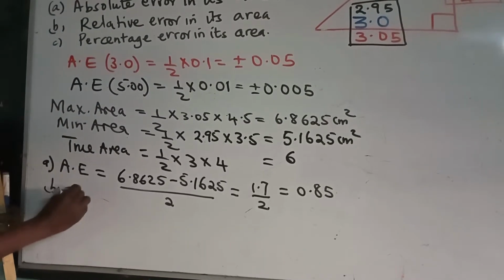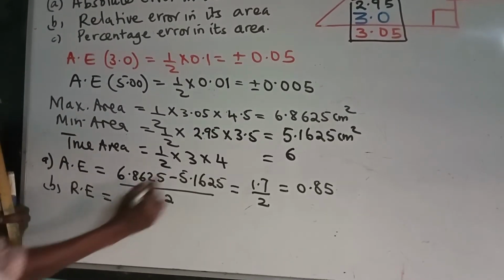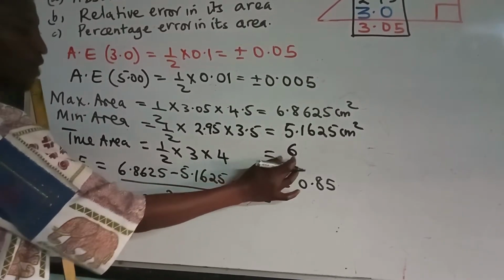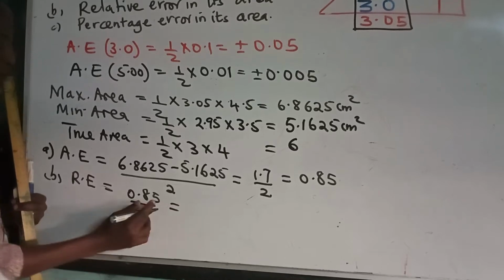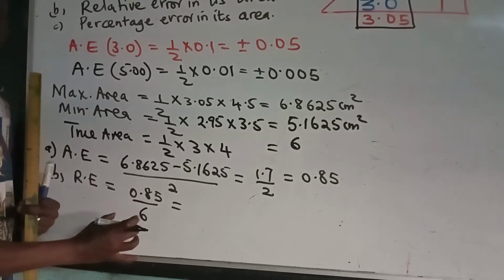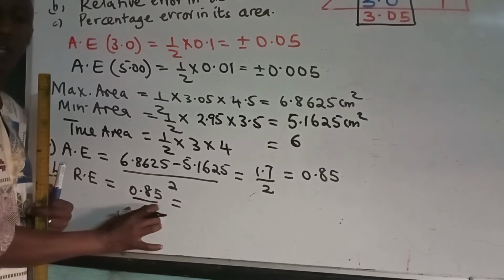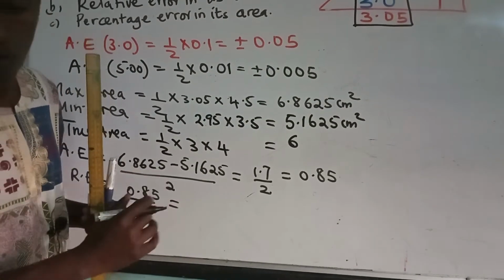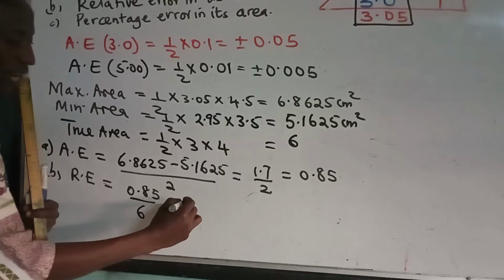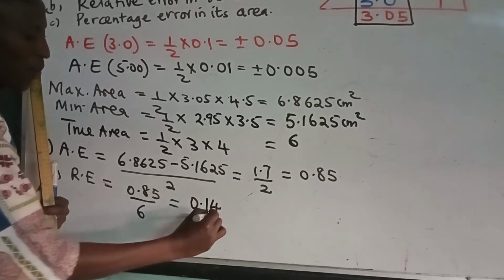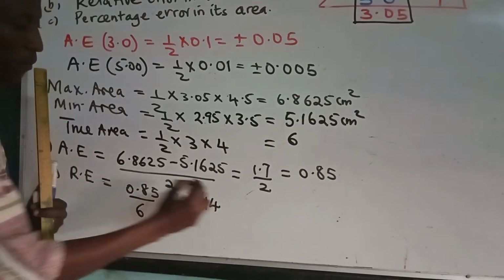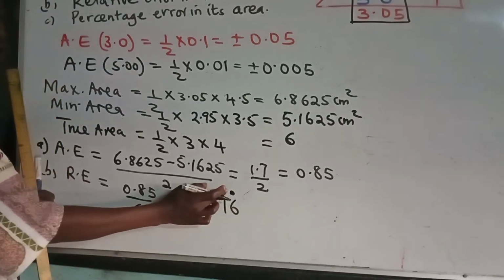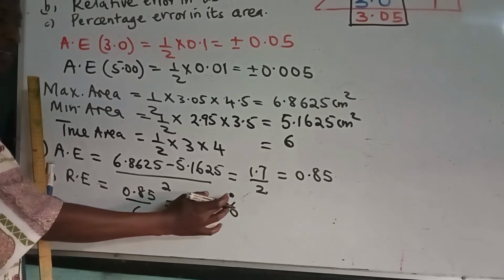B, we have relative error. It is the absolute error, 0.85, over the true value now, 6. And where you have this, you can show it as a fraction, that is the best or the highest accuracy, or as a decimal if it is terminating. However, ours is at 0.1416, and the 6 is recurring. So I show it with a dot over 6.